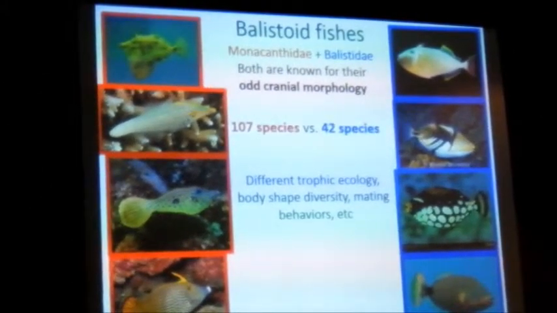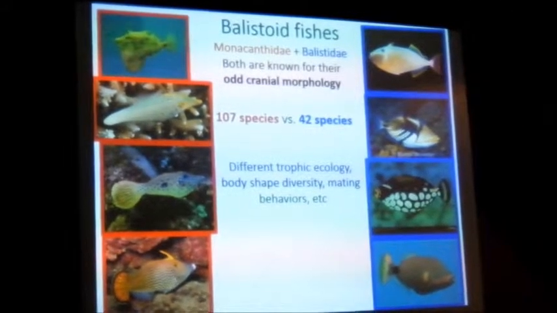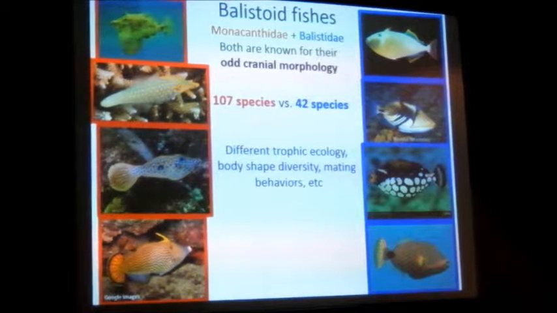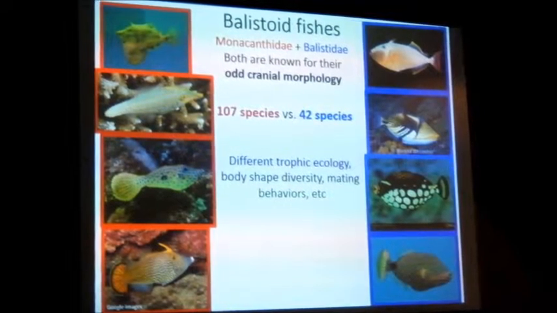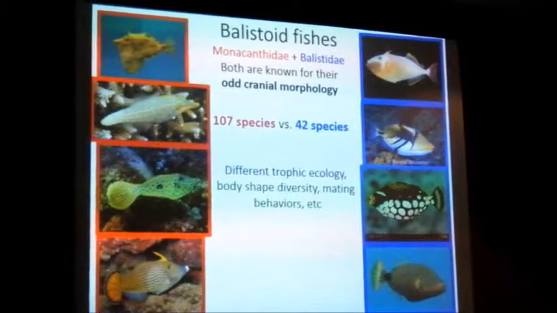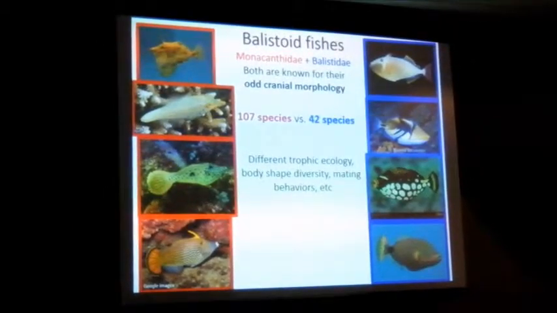Ballistoidea is the superfamily within the very diverse order Tetraodontiformes, all of which are probably most well known for their very strange cranial features. So Balistidae and Monacanthidae, the two groups that you'll see listed here, make up the superfamily. They are sister families. However, there's a lot of notable differences between the two groups, a few of which I've listed here.